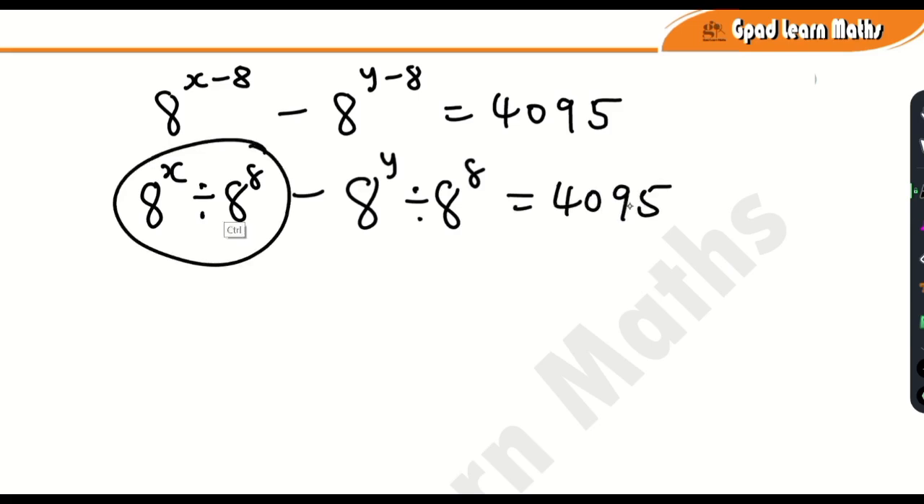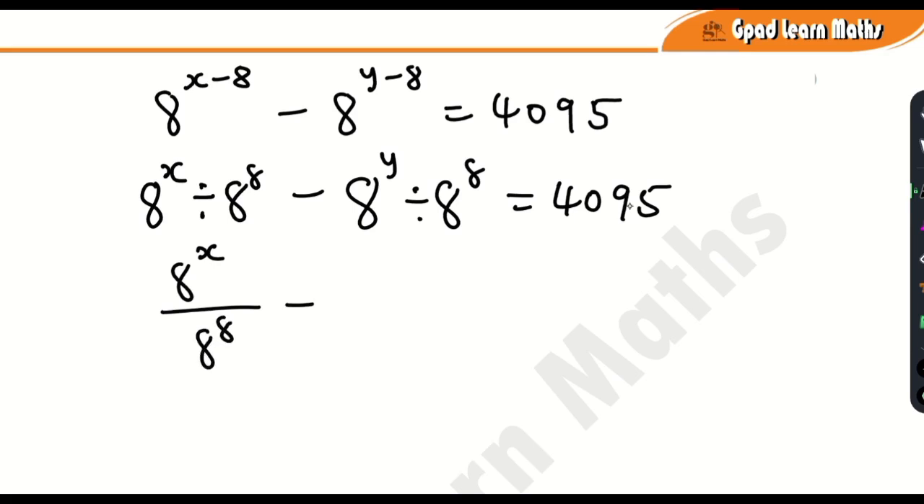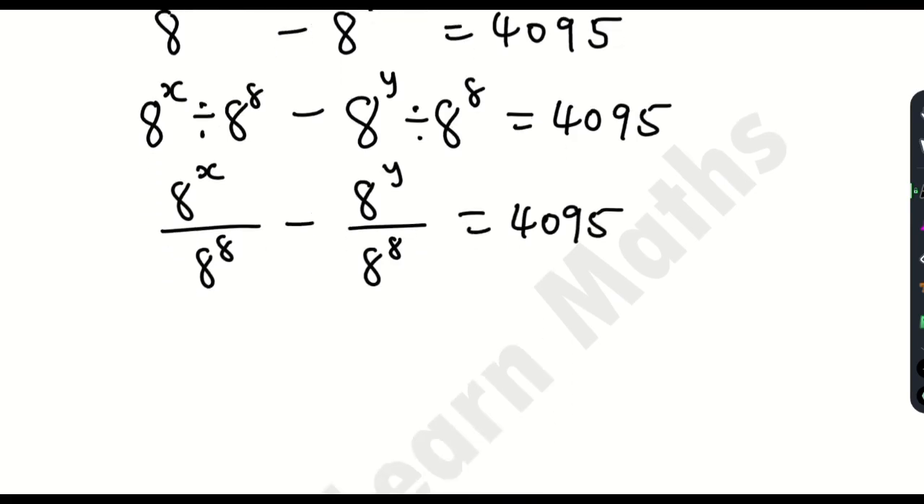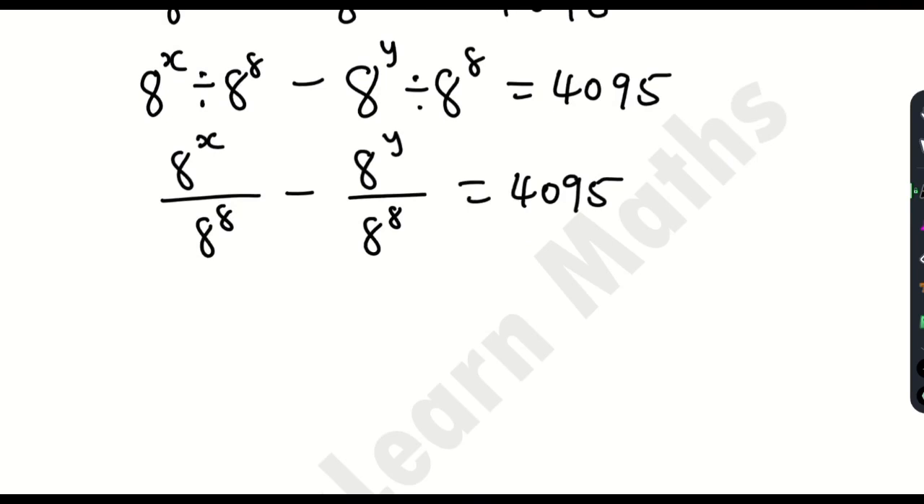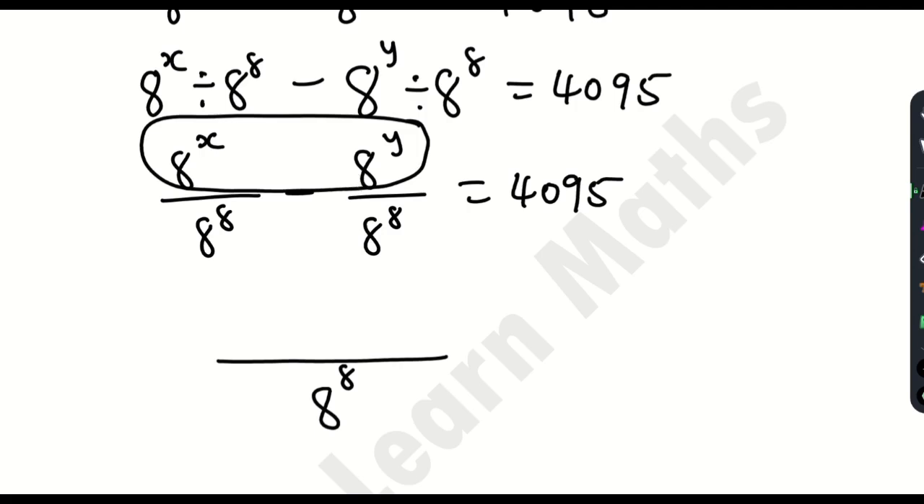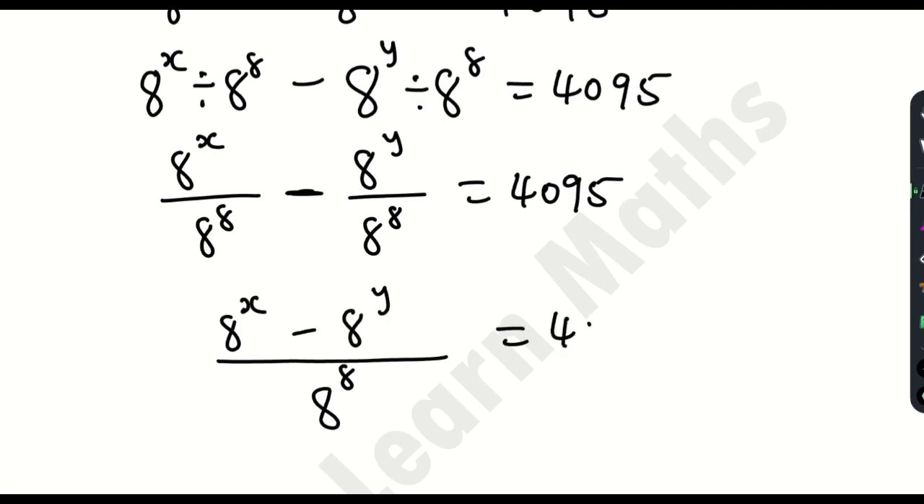Now I'm going to rewrite this as a fraction: 8 raised to the power x over 8 raised to the power 8, then minus 8 raised to the power y over 8 raised to the power 8, and this is equal to 4095. Now moving on, just as you do when you add and subtract fractions, they have a common denominator. So I'm going to take the LCM of that, which is going to be the same thing. And you just have to repeat what you have in the numerator since the denominator did not change. So repeat what you have in the numerator, which will be 8 raised to the power x, and the operator here is minus, so minus 8 raised to the power y, and this is equal to what?